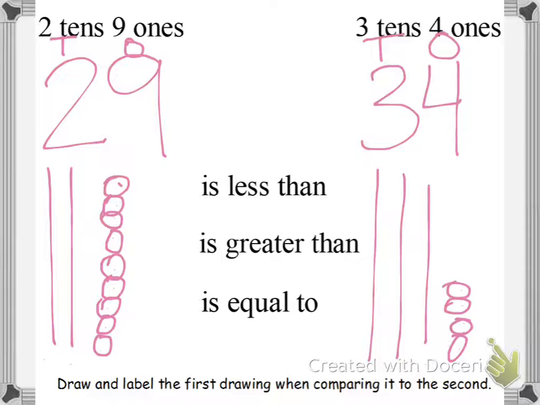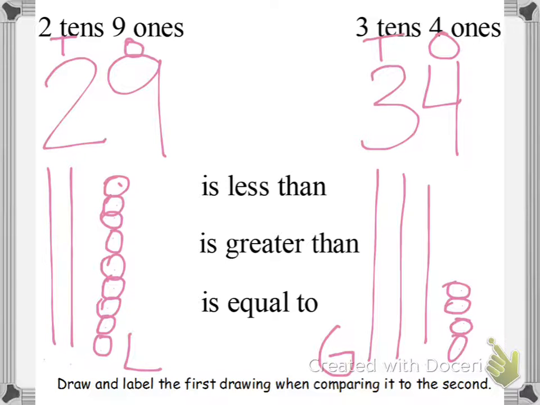So looking at this, which number is the least? Which number is smaller? We know that 29 is smaller because it only has 2 tens, whereas 34 has 3 tens. So I'm going to label this 29 with an L. Then 34, or 3 tens, 4 ones, we know is greater because it has 3 tens and not 2. So we know it has one more 10.